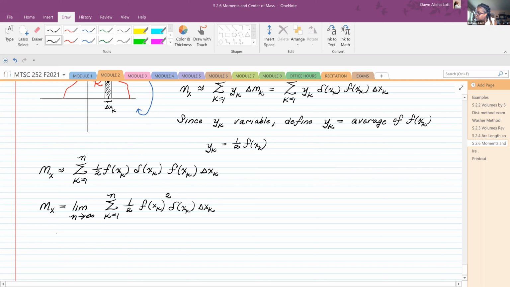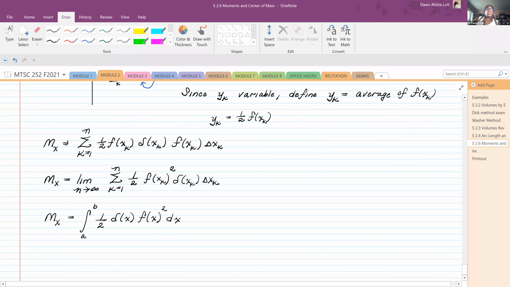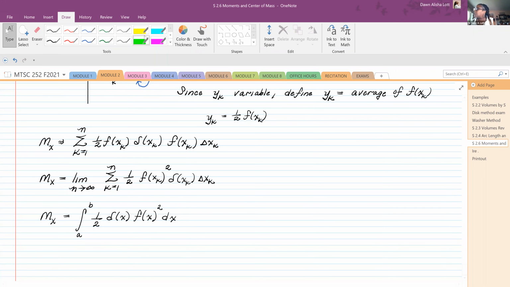So therefore Mx is the integral from a to b of 1/2 delta of x, f of x squared dx. Okay. So I should have done them in that order, and then it's now clear.